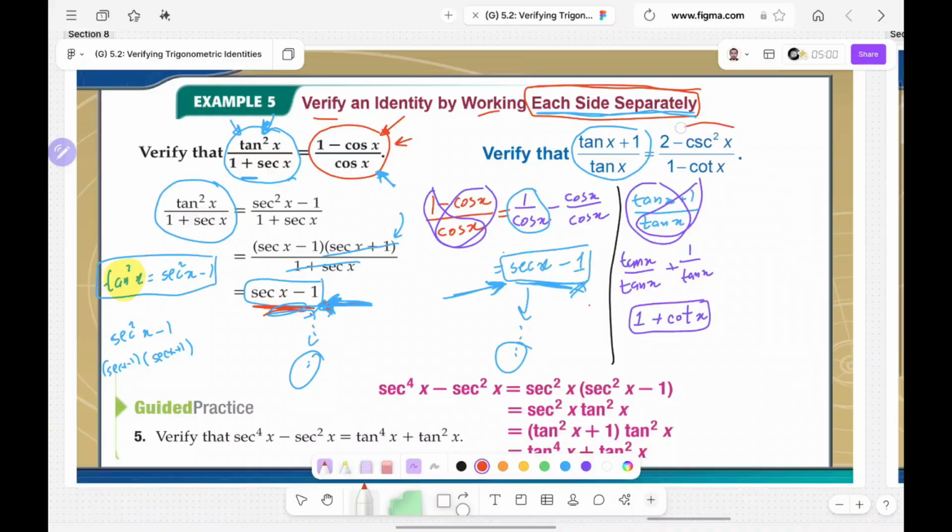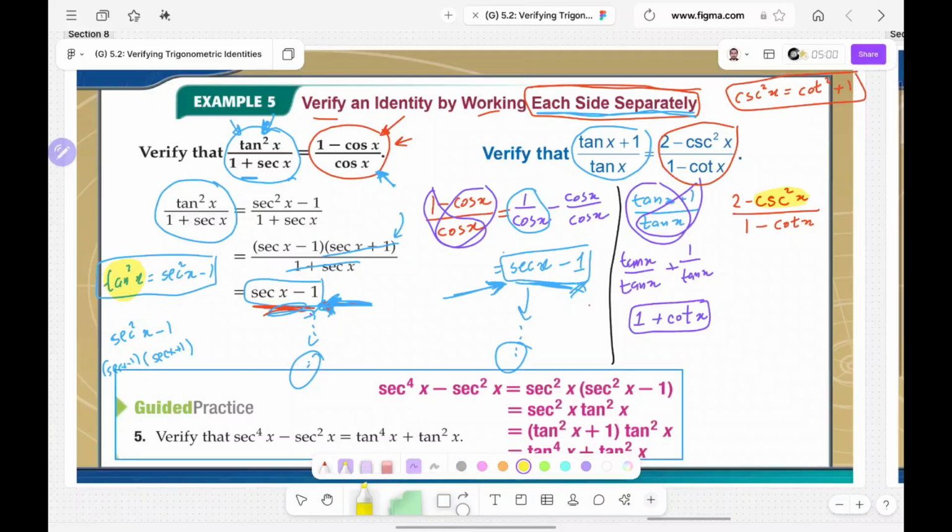Now, using the other side, let's simplify it. It will maybe take a long time for us, but it's easy. Cosecant square x over 1 minus cotangent x. Now, cosecant square x can be replaced by cotangent square. For example, cosecant square x is equal to cotangent square x plus 1. So now I can replace all of that with this here.